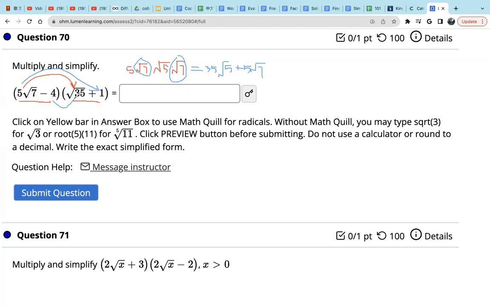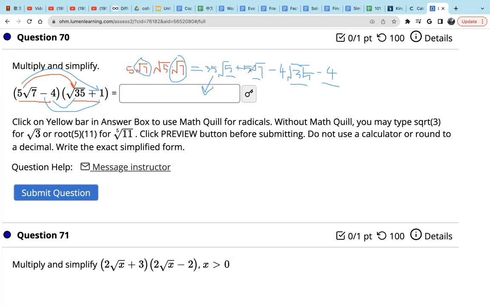Then let's multiply these 2. So that's square root of 5. So this is minus 4 times radical or square root of 35. Then lastly, we have negative 4 times 1. So that's negative 4. Can we simplify anything? Not really. Because we have radical 5, radical 7, radical 35. None of them are like radicals. And this 4 is an integer. So this answer we should put inside here. Right, so that's the answer.